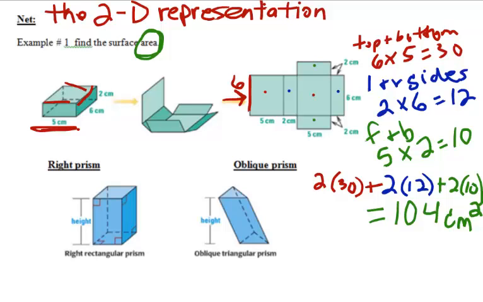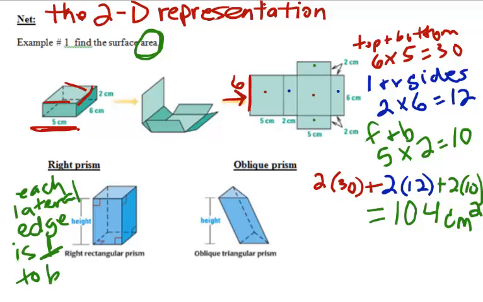Okay, so let's look at right prisms. A right prism is where each lateral edge is perpendicular, I use the symbol perpendicular, to both bases. Okay, and so that makes it a right rectangular prism. A right prism is where the lateral edge that we go from top to bottom is perpendicular at the bases.